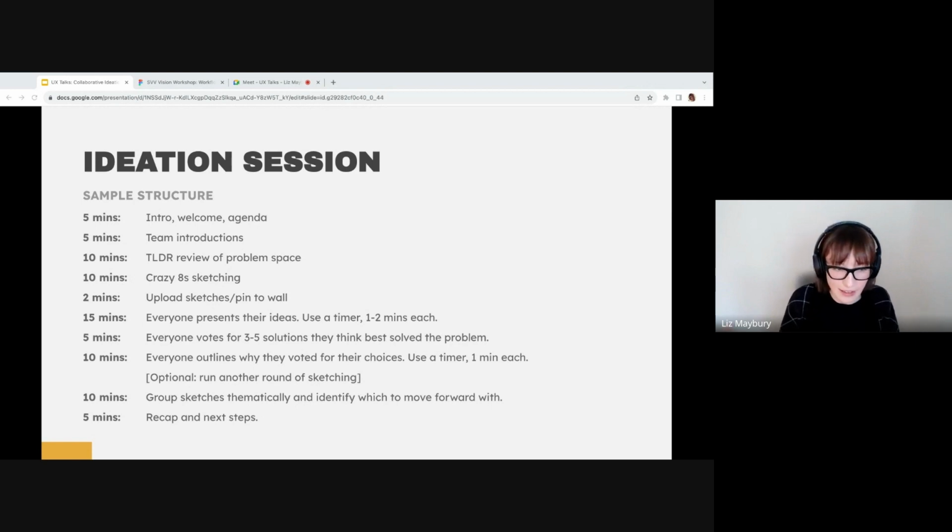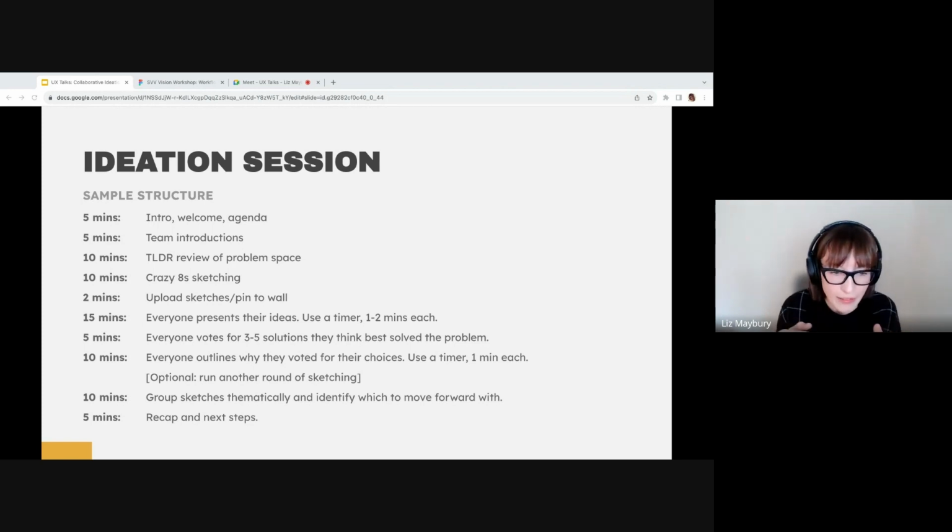So coming up with 8 ideas in 10 minutes will sound a little daunting to people, but you want to keep this fast. You don't want people finessing the UI. They don't need to do that. Just get the ideas out. That's the purpose of the session.